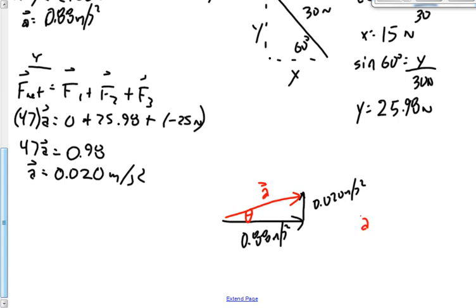Now let's solve for A. It's the square root of 0.88 squared plus 0.02 squared. What do we get there? How did you have that one?